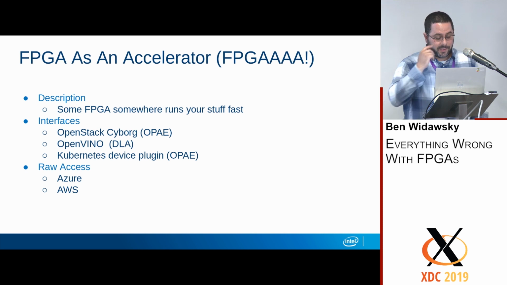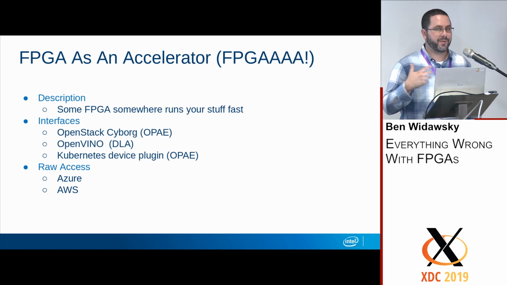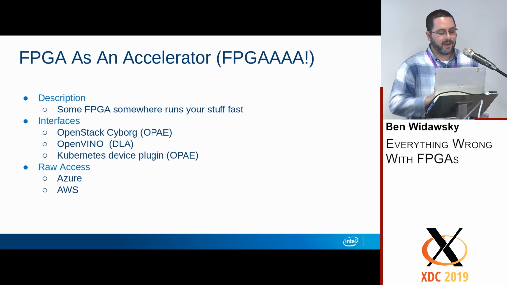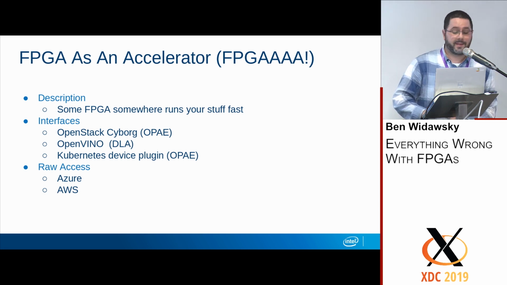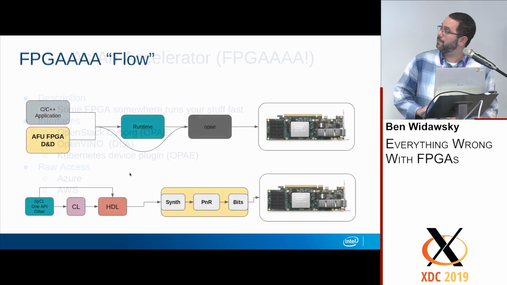OpenStack Cyborg, which is obviously OpenStack, does use OPAE as a backend, and the Kubernetes plugin also uses OPAE as a backend. But generally, what these are doing is creating an interface for you to use parts of the FPGA as an accelerator, and I'll show you a little bit on the next slide. But also cloud service providers are now providing raw access to FPGAs as well. So Microsoft and Amazon both, and there's probably others, I mean, this was sort of a few months ago, allow you access to FPGAs in a virtualized way.